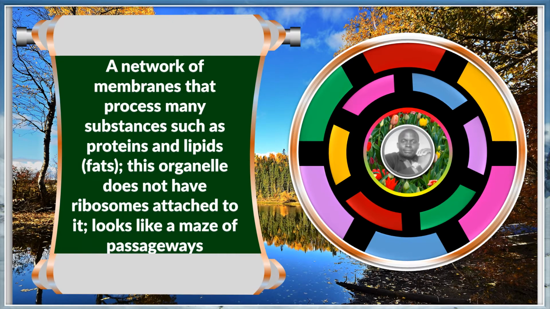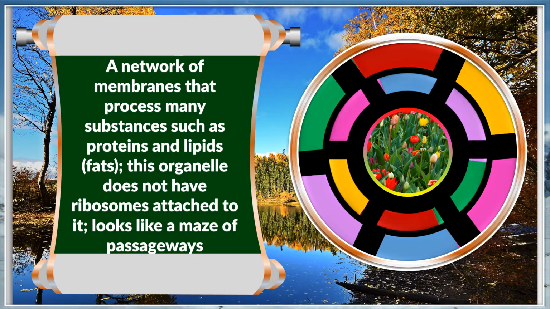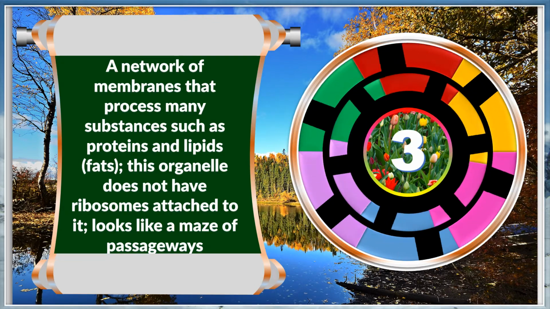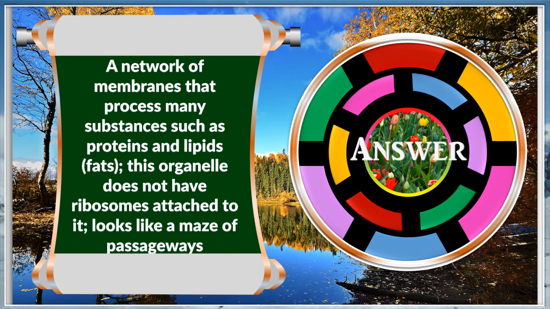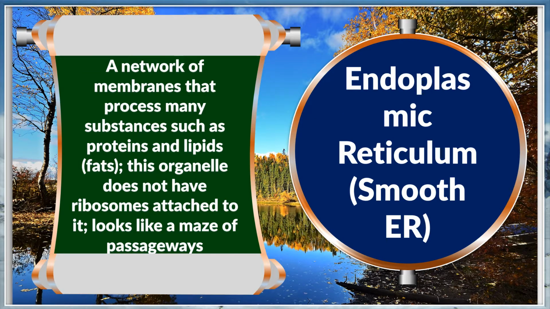A network of membranes that process many substances such as proteins and lipids (fats). This organelle does not have ribosomes attached to it. Looks like a maze of passageways. Endoplasmic reticulum, or what we call smooth endoplasmic reticulum.